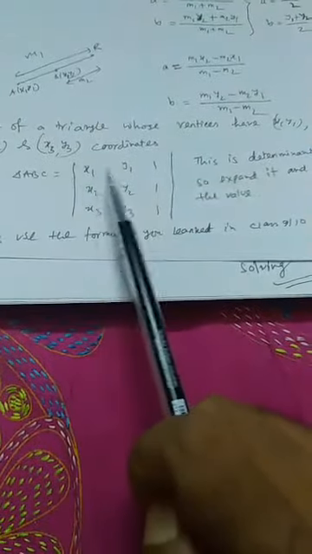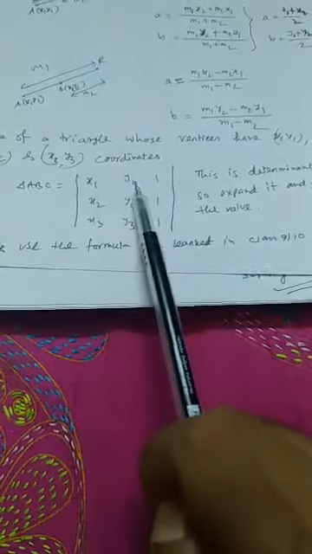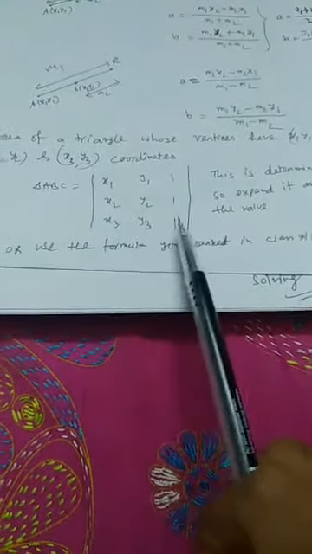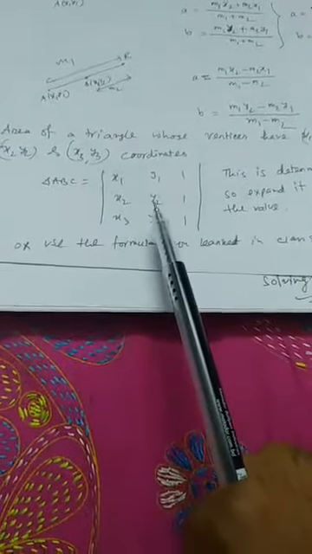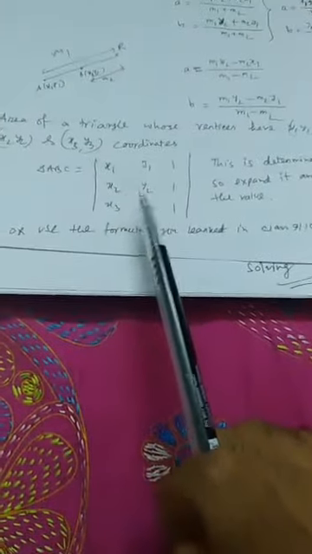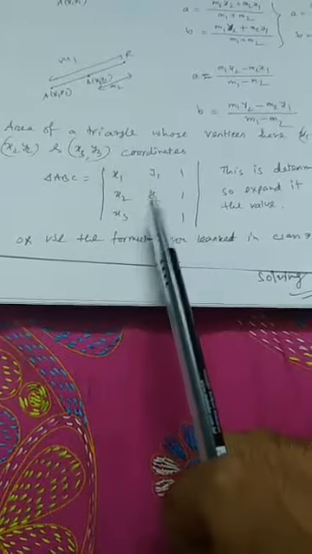So this is x1, y1, and an extra 1 has to be added here, remember. So x1, y1, 1; x2, y2, 1; x3, y3, 1. So this is the determinant. Remember, this is a determinant, not the modulus sign. So apply this one and you will find the area. Or there is another alternative formula which you have learned in class 9, 10 in higher math. And the formula is here.